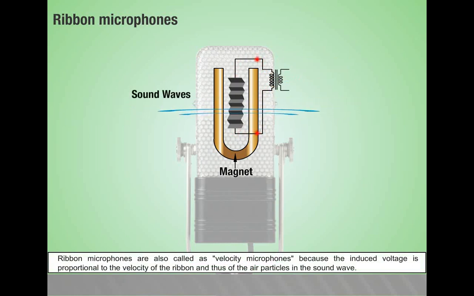Ribbon microphones are also called velocity microphones because the induced voltage is proportional to the velocity of the ribbon and thus of the air particles in the sound wave.